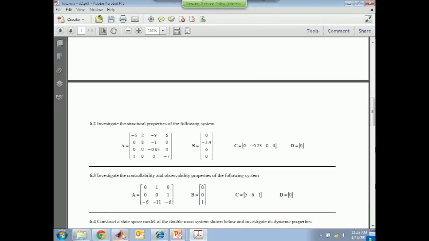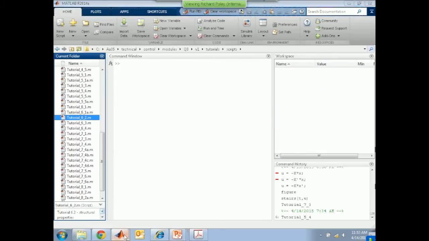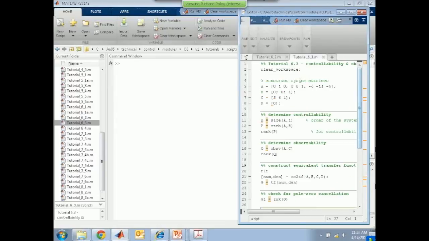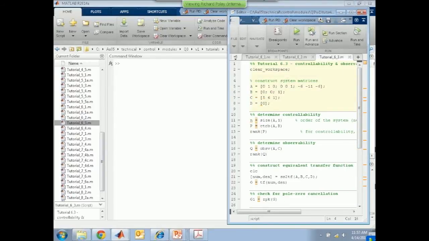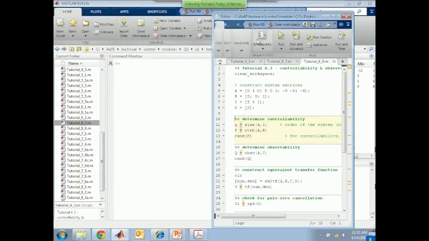So let's look at this in MATLAB and see what happens. So, nothing very surprising to start with. We will commence by constructing the system. Nothing has appeared in the command window, but these are the matrices over here in the workspace. So we've constructed the system.